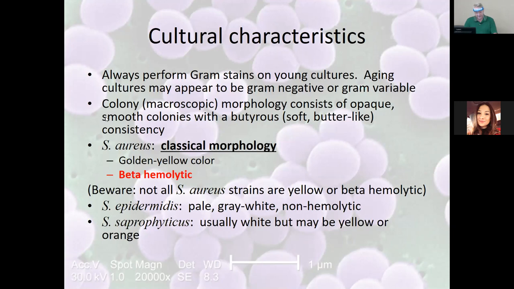So we get culture characteristics. We always do a gram stain on young cultures. Aging cultures may appear to be gram negative or gram variable. So, hey, don't feel bad about your gram staining last week. We can just write it up as you had an old culture, but you didn't. But anyway, colony macroscopic consists of opaque, smooth colonies. So we look at the colonies macroscopically, meaning with your eye. And then we have one of these great words for microbiology, butyrous, okay, which is soft and butter-like in consistency. So they have a little fluff to them. On chocolate, they're going to look like you've added some vanilla coloring or butter. They look buttery, okay? They look like you've added a little butter to them when they were baking in the incubator. So they're golden yellow in color.